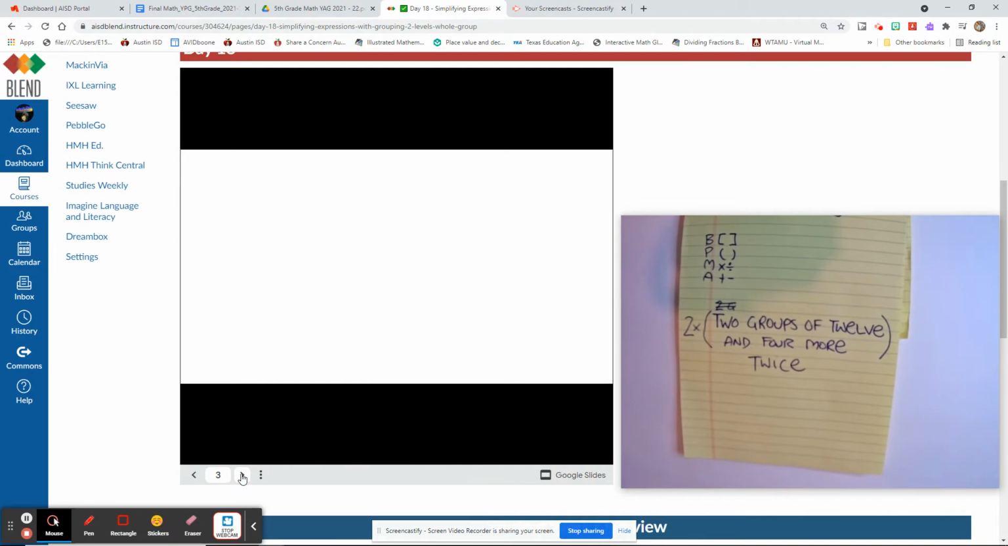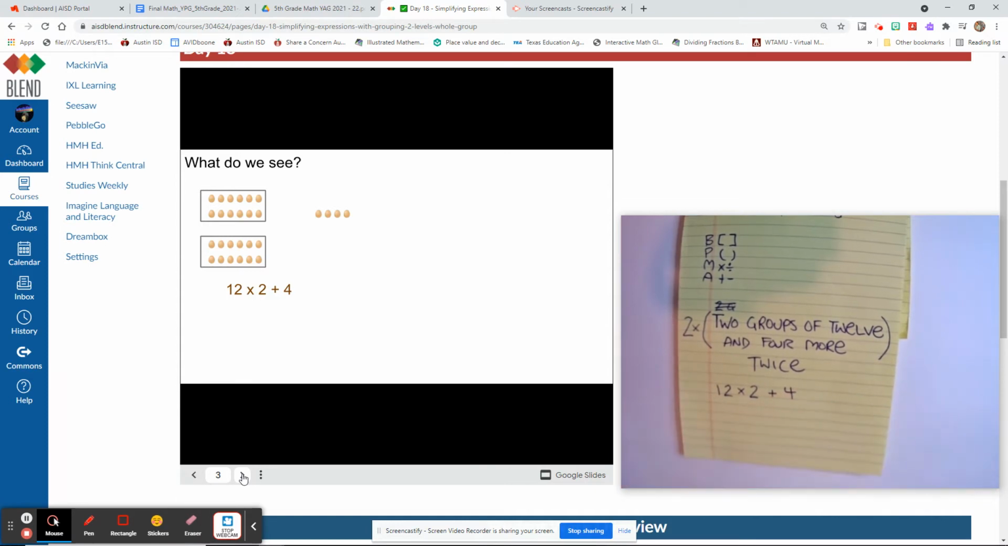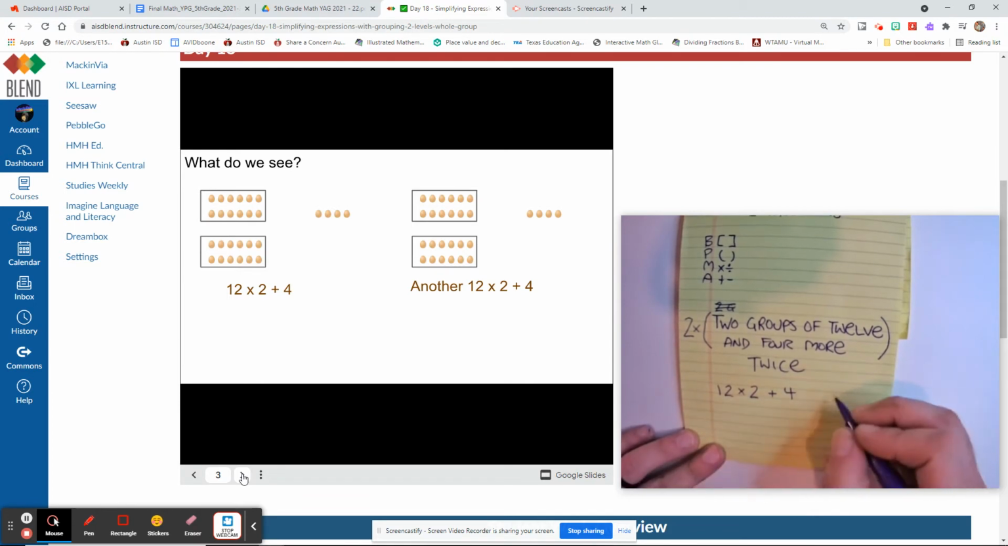So, let's take a look. What do we see? There's two groups of 12 and 4 more. 12 times 2 plus 4. And this is a numeric expression that represents the same thing. There's two groups of 12 plus 4 more, right? Now, there's two groups of 12 and 4 more, or another 12 times 2 plus 4, right?